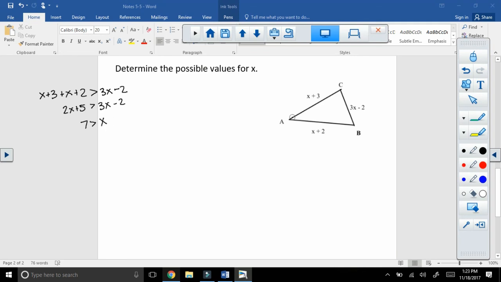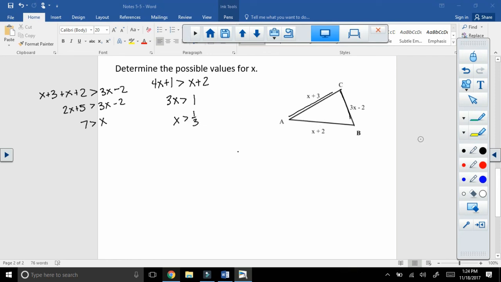I'm going to just repeat this process for these other 2. So I'm going to add these 2 up. So 4x + 1 has to be greater than x + 2. And I'm going to solve that to where 3x is greater than 1. So x has to be greater than 1/3.